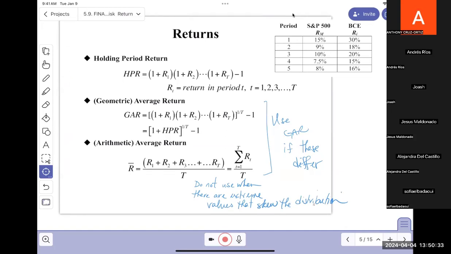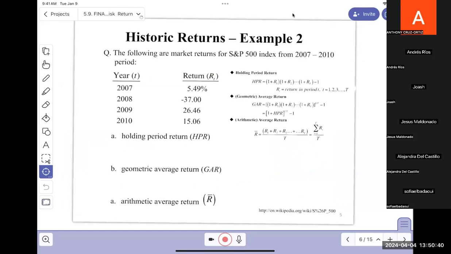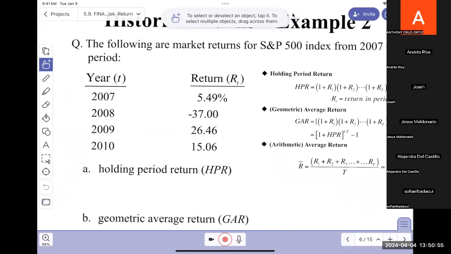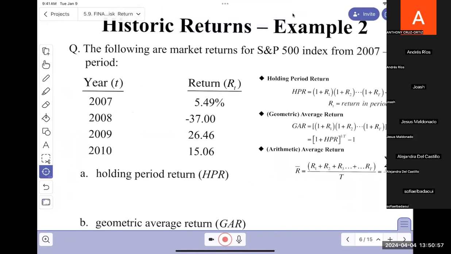Okay. All right, so let me give you the data set I want us to compute these statistics for. We're going to use this data set. These are actual estimates or statistics calculated for the S&P 500 during the global financial crisis of 2008.